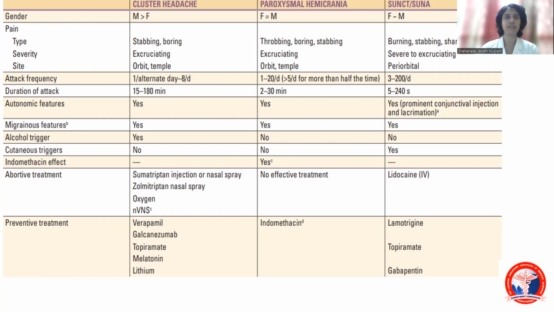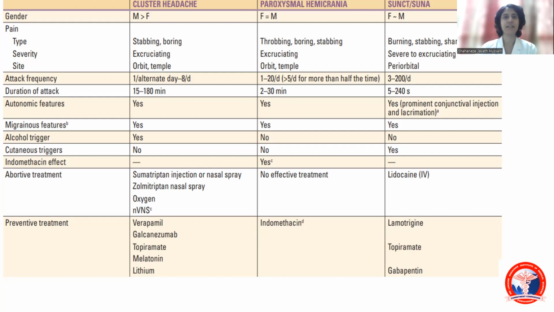So coming to cluster headache first. It is the only headache syndrome which is more common in males. Migraine is more common in females. However, cluster headache is more common in males, described as stabbing or boring pain. It's excruciating, localized to the orbit and the temple.